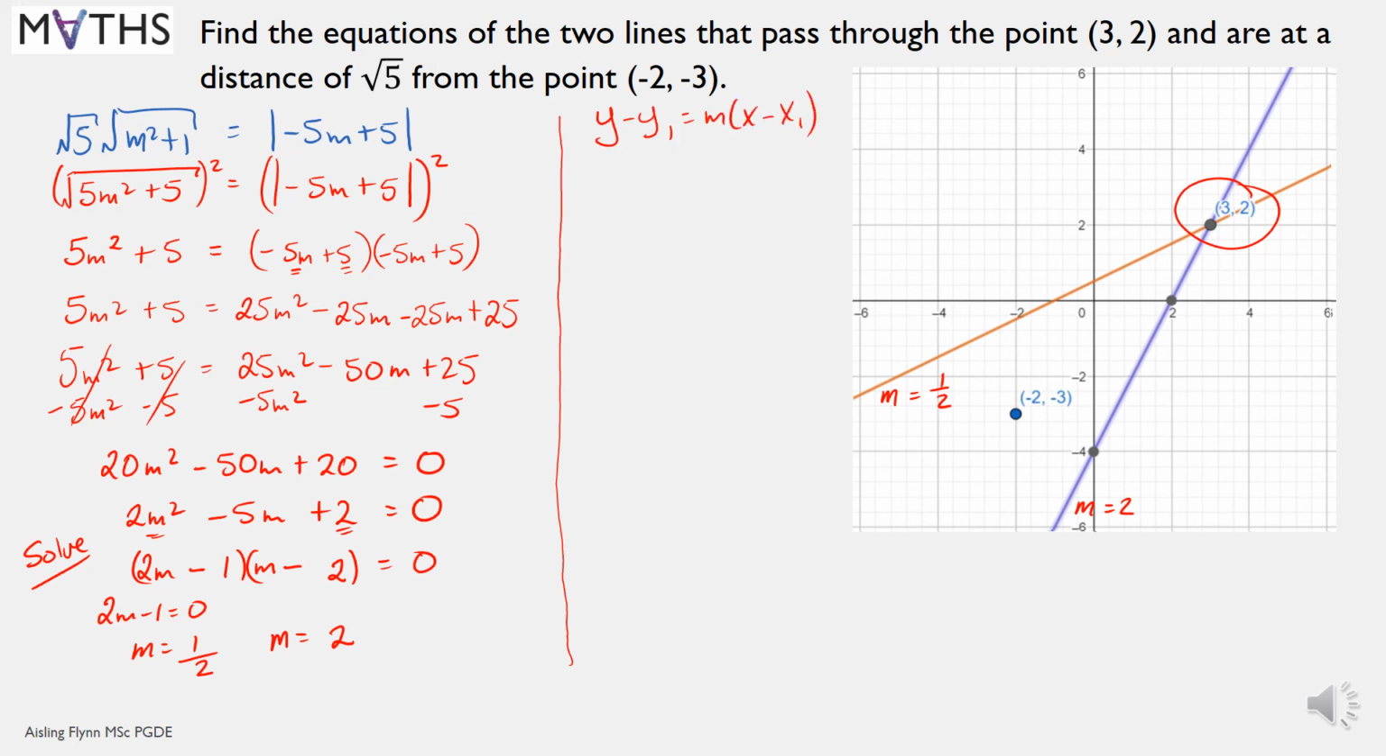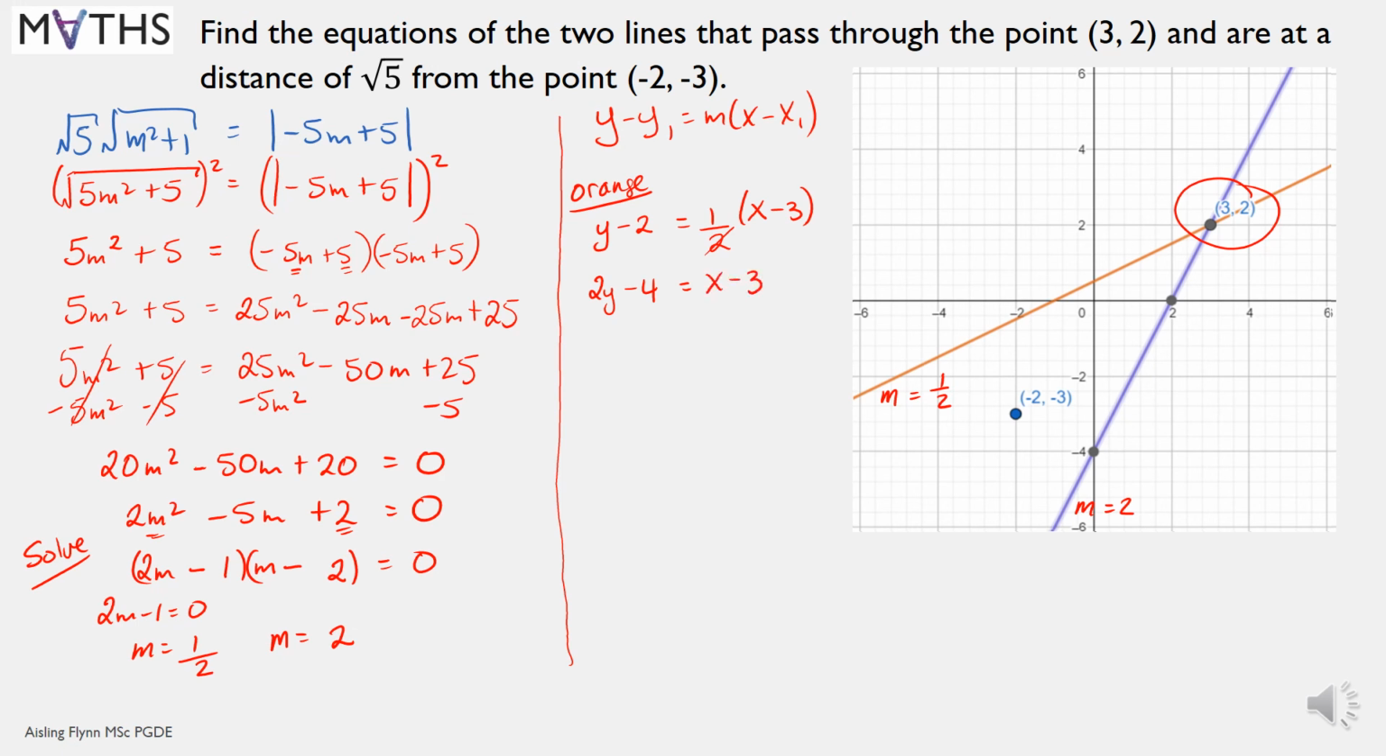Okay, for each one. So we'll go with the orange line first, or line 1 if you prefer. So we'll get y minus 2 equals a half times x minus 3. Okay, multiply both sides by 2. I get 2y minus 4 equals 2, oh, that would get rid of that 2, so I'd have 1 times my bracket, x minus 3.